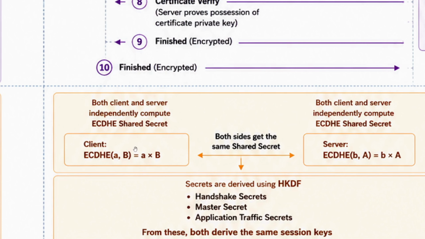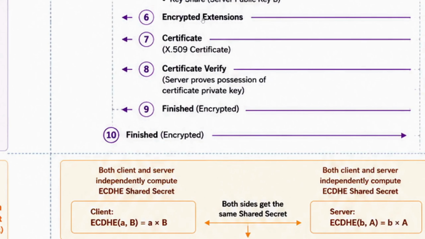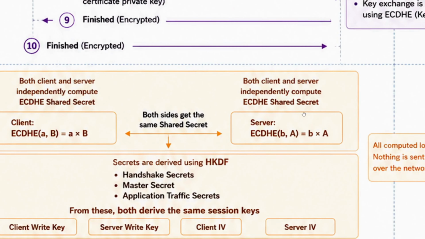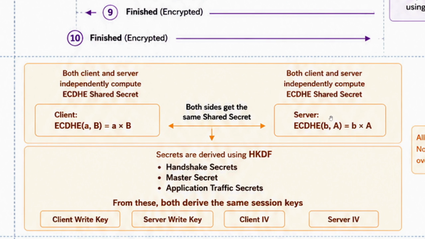It is not shared over the network. As you can see, the public key of the server was B on the client side, and the client's private key was A. Using ECDHE, it will combine A and B and create one secret code. Similarly, on the server side, it has the client's public key and its own private key. Using that, it generates the secret code. This algorithm works in such a way that it is going to create the same secret code. Just keep that in mind.